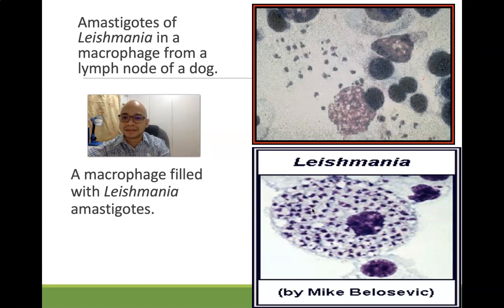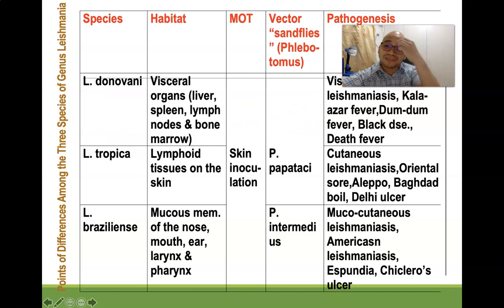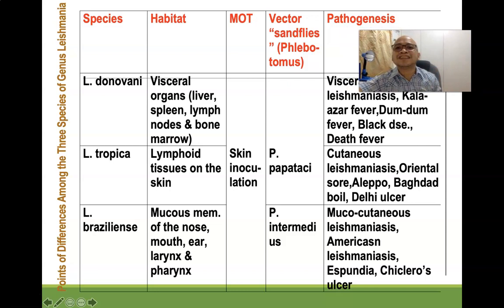Okay, so what are the different species of Leishmania? We have here a table that will differentiate them according to species, habitat, mode of transmission, the vector, and the pathogenesis or the clinical presentations. I hope it's okay to cover this one. First we have Leishmania donovani.